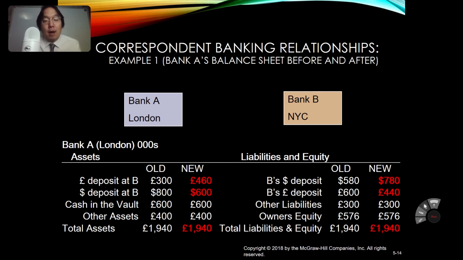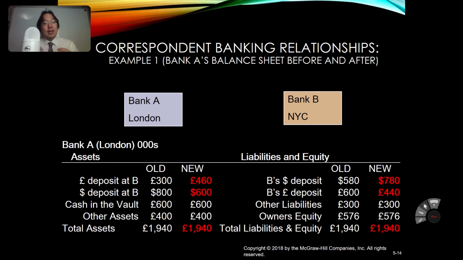Now, for Bank A, their balance sheet is shown over here. For them, the asset side, right? The old numbers are just thrown out as an example, and new numbers show the impact of this transaction between those two correspondent banks. So cash in the vault or other assets, they are just given. They're not going to change, of course.